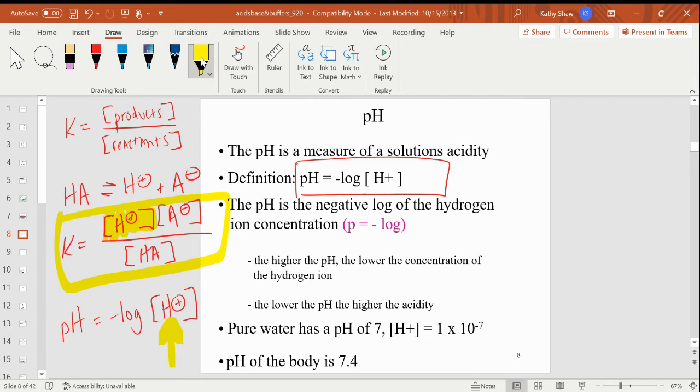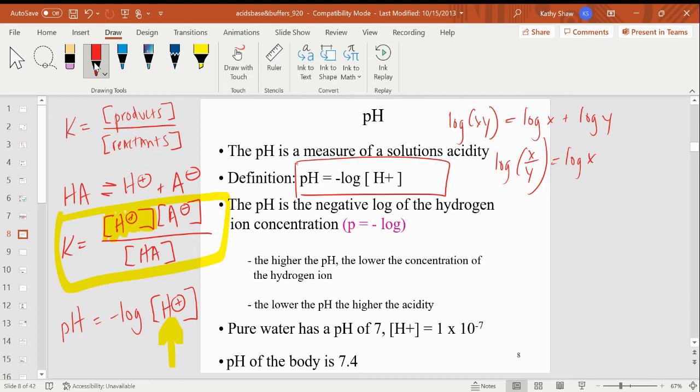I give you everything you need to do that in here, and you're welcome to do it. I won't take the time to do it now. The only thing I don't give you is your logarithmic math if you don't remember it. Like the log of xy is the log of x plus the log of y, or the log of x over y is the log of x minus the log of y.